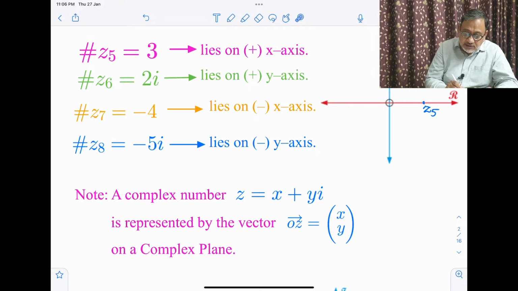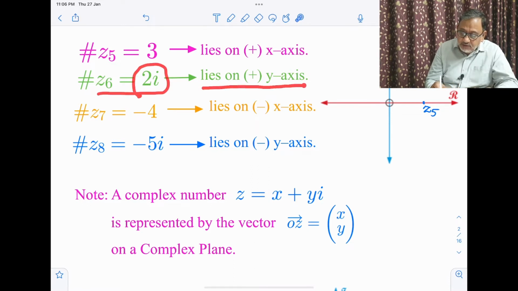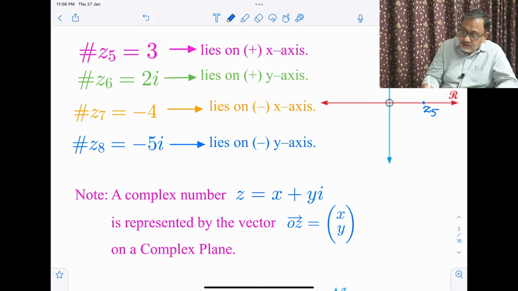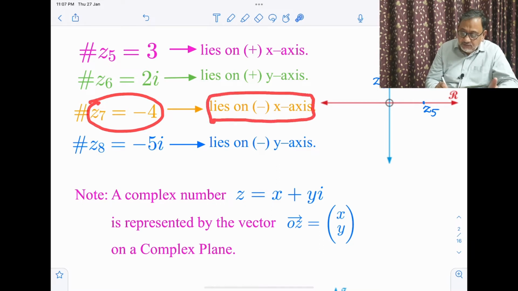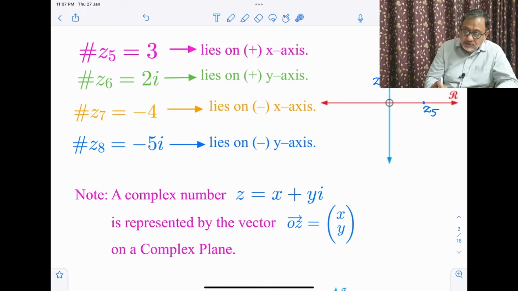Then Z6 has only a purely imaginary part. So therefore it will be represented on the positive y-axis only, because it has only a positive imaginary part. Okay, then I'll represent it somewhere here, which will be Z6. And then Z7, negative 4, is a real number but negative. So it will lie on the negative x-axis or negative real axis, you can call it.